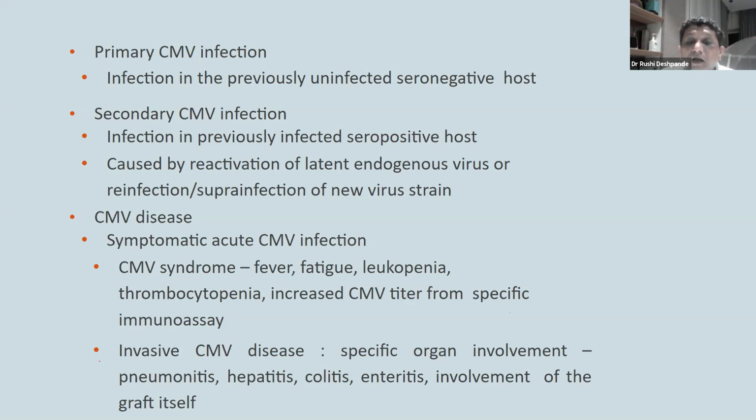Sometimes, in the eyes, there are classic signs of CMV on the fundus, the flame-shaped hemorrhages that we see. Then pneumonitis, hepatitis, colitis. You can get CMV ulcers when you do endoscopy, and the biopsy actually shows CMV intracellularly. Enteritis, involvement of the graft itself. You can do a kidney biopsy and demonstrate CMV infection.